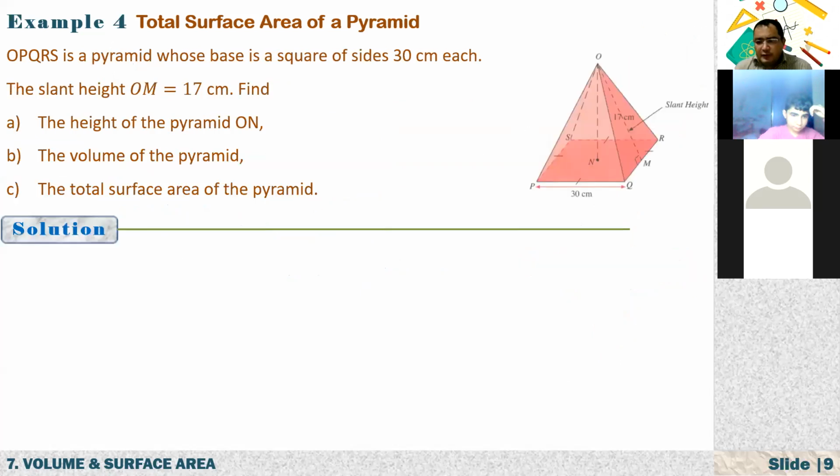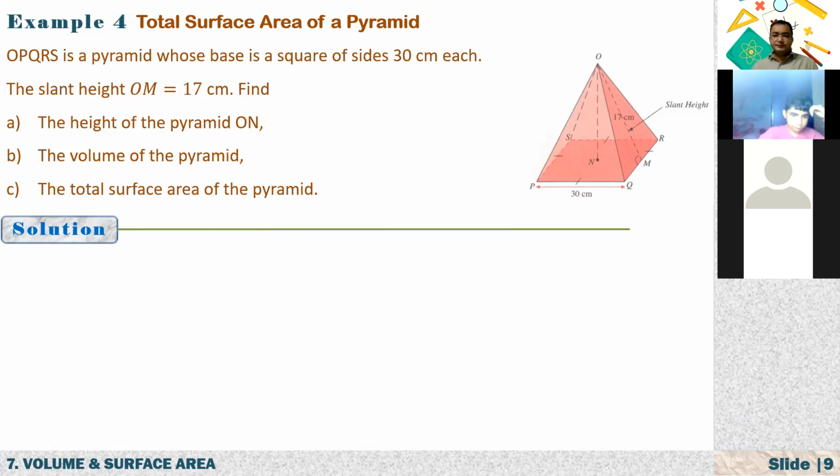All right. Ibrahim Abdullah, can you read this question? OPQRS is a pyramid whose base is a square of sides 30 centimeters each. The slant height OM is 17 centimeters. Find A, the height of the pyramid ON. B, the volume of the pyramid. C, total surface area of the pyramid.